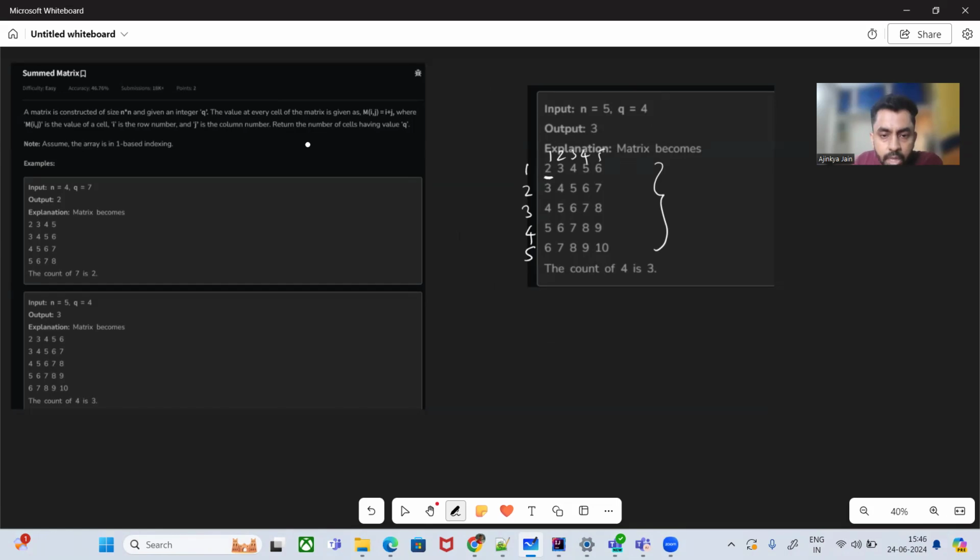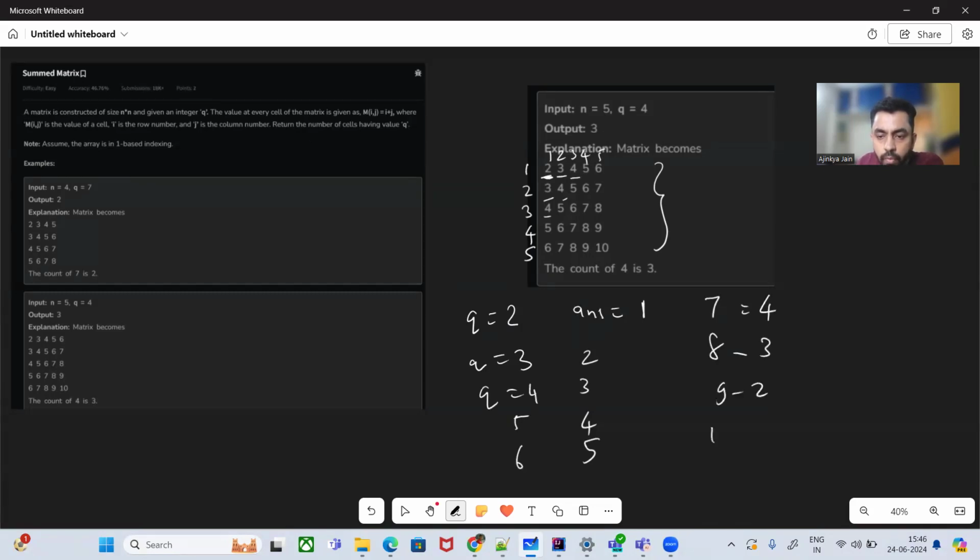For example, if q equal to 2, what will be the answer? In this matrix, the count is 1. For q equal to 3, the answer is 2. For q equal to 4, it is 3. For 5, it is 4. For 6, it is 5. For 7, how many? 4. It is declining now. For 8, it is 3. For 9, it is 2. And for 10, it is 1.